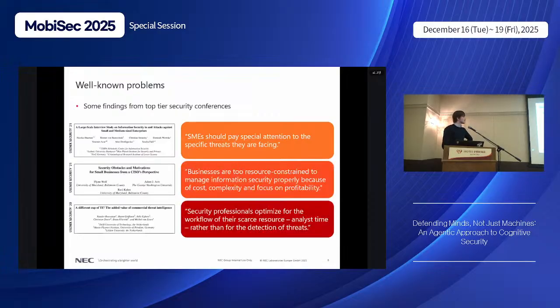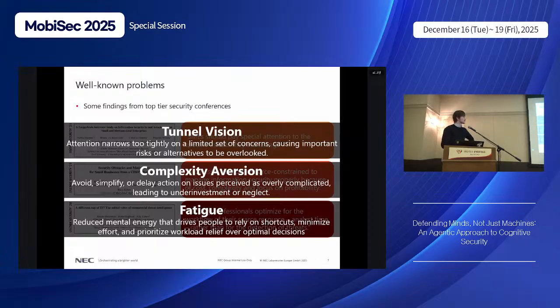Here are some findings from recent papers in top security conferences, which show that, for instance, things like tunnel vision, when you get very focused on one specific thing because of stress, or people tend also to do complexity aversion, which is like we basically want to avoid all the complex tasks. We tend to procrastinate as much as possible, especially when we are under stress.